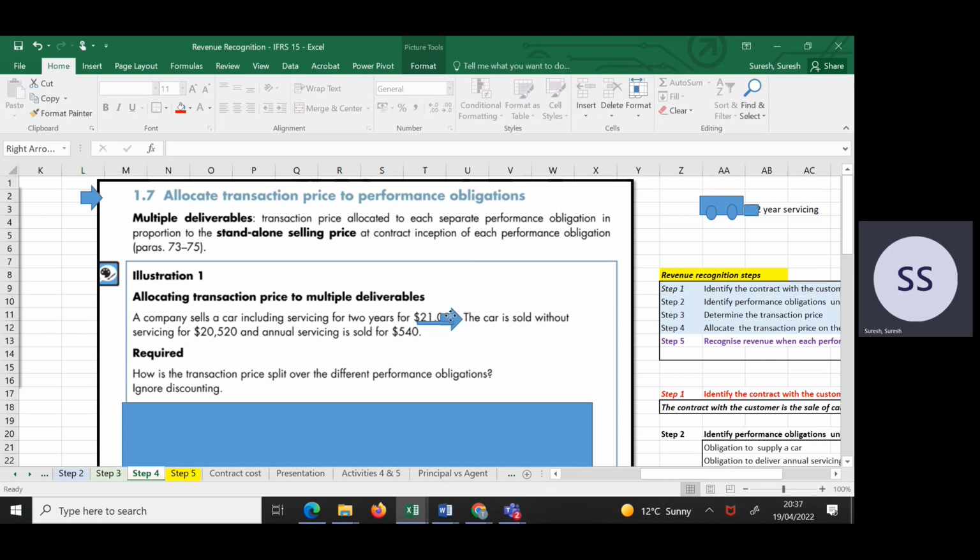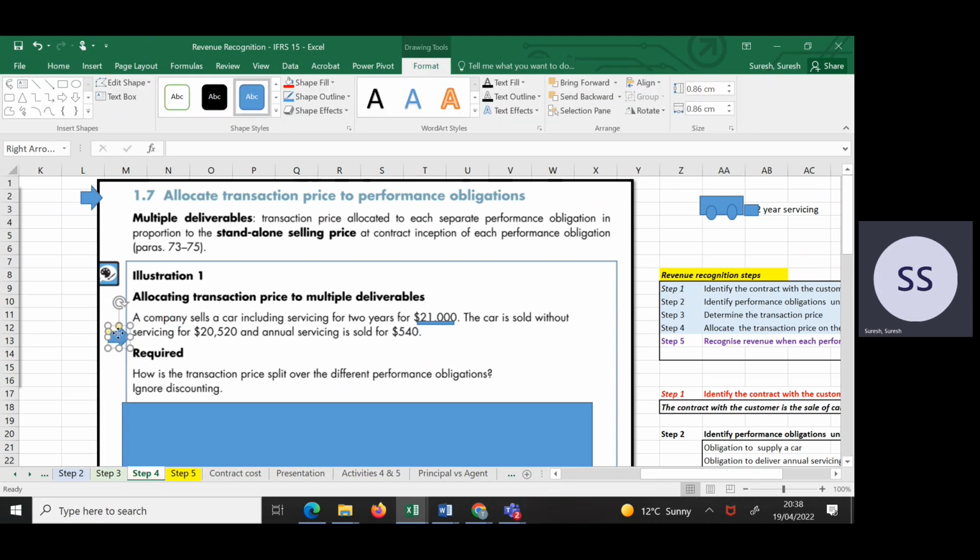In the second sentence, it says the car is sold without servicing for $20,520, and the annual servicing is sold for $540. These are known as standalone prices. If you buy a car only, without any services, it will cost you $20,520. If you only get the annual servicing, that will cost you $540 for 1 year's annual service. But here, this would include 2 years of annual servicing.